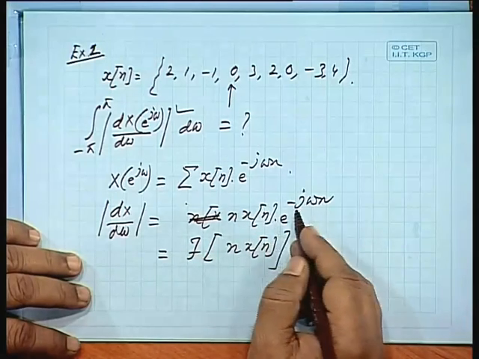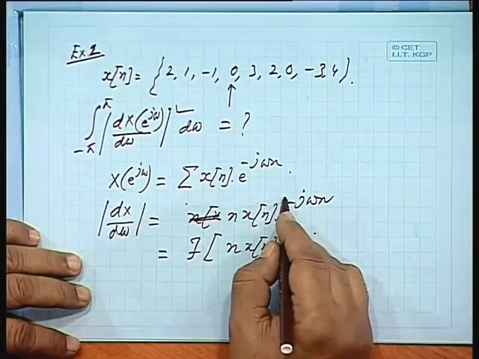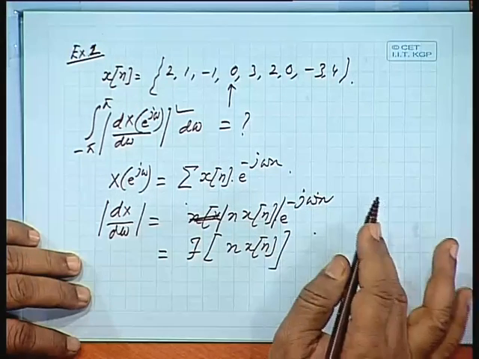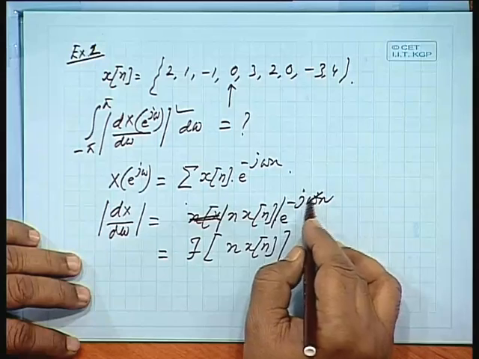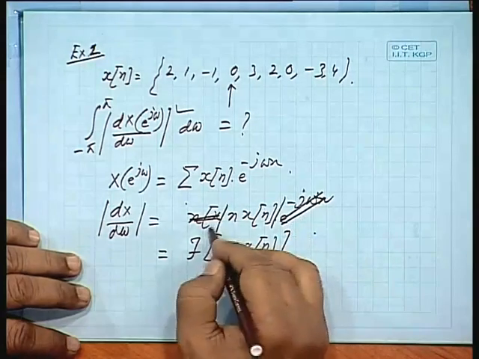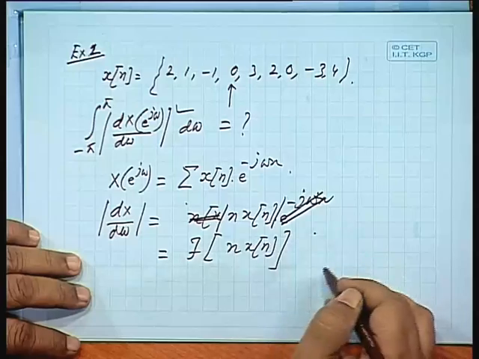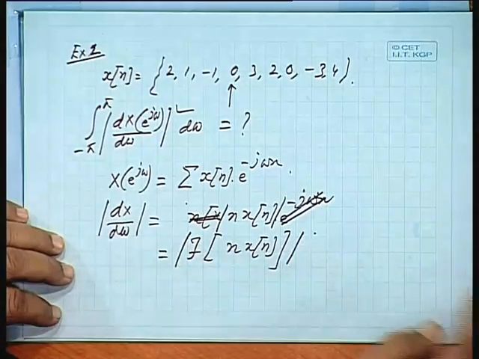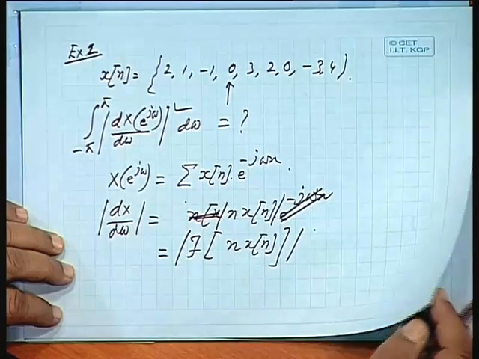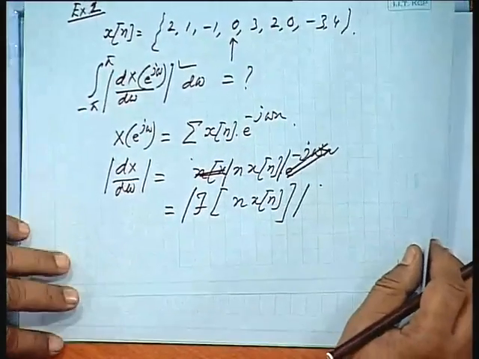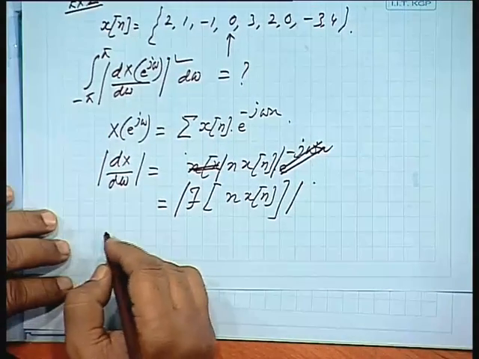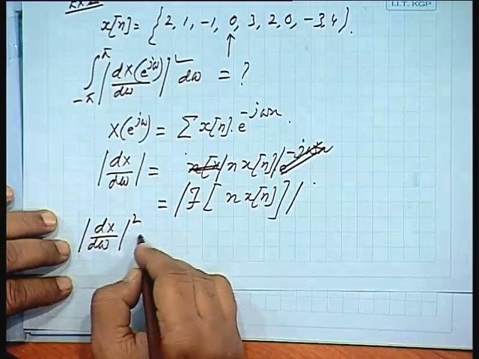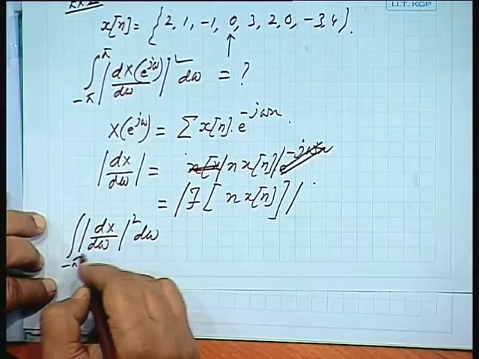Yes, when I take the magnitude, then it gets only this part. So, this will vanish and j also will go. Okay. So, I strike it off. There was a j term, so j will also go. This is the magnitude. Basically, it is a Fourier transform of this with a j term. So, how much is the integral of dX by d omega, this squared d omega, from minus pi to plus pi?